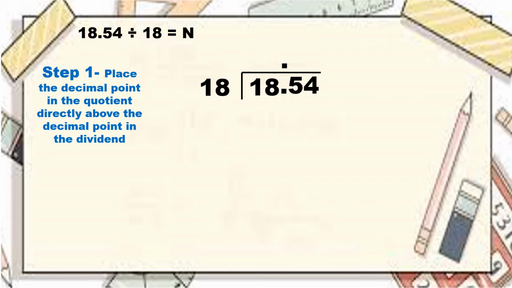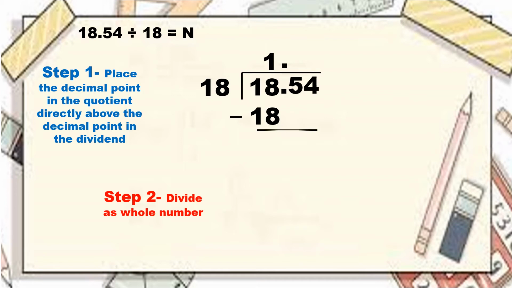Step 1. Place the decimal point in the quotient directly above the decimal point in the dividend. Step 2. Divide as whole number. 18 divided by 18 is 1. Then, 1 times 18 is equal to 18. Subtract 18 minus 18 is equal to 0.